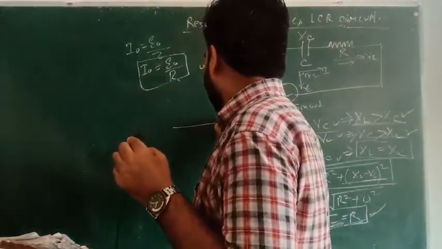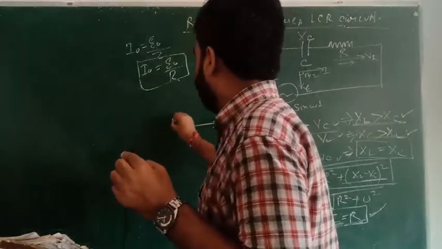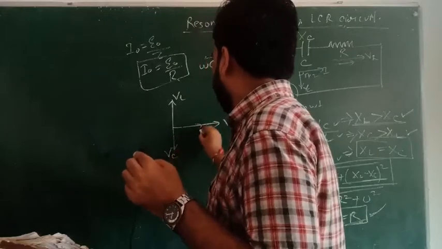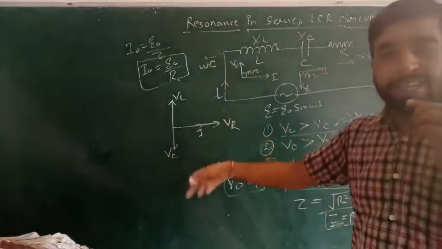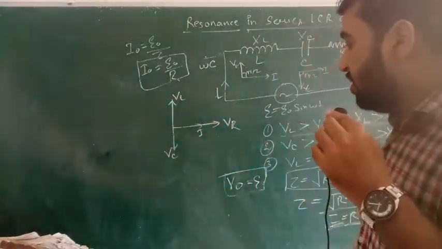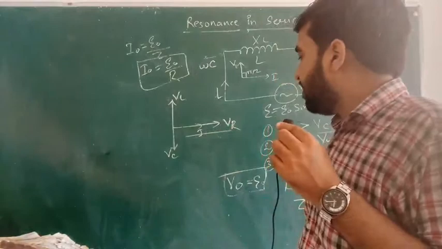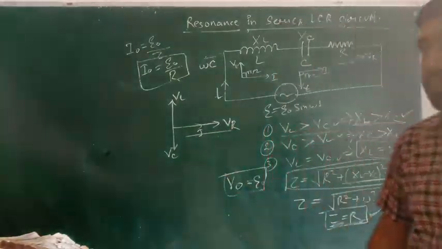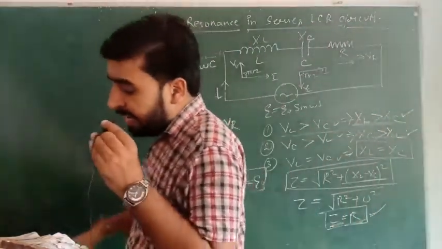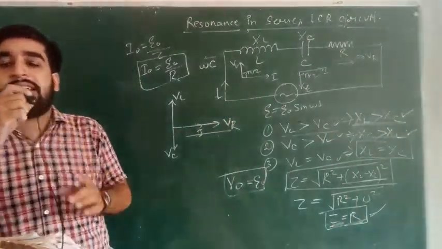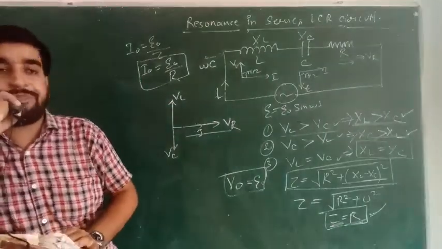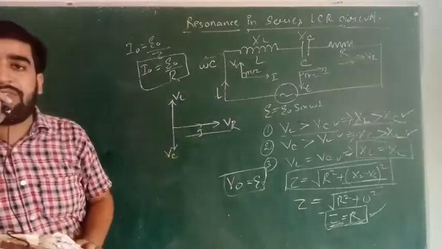We already have plotted the graph. This is VR, this is VL, this is VC, this is current. Now VL and VC cancel out. Both are equal to each other. So I and V are in the same direction. What is the meaning of this? Current and voltage are in the same phase. It means that in the resonance condition, the circuit is a purely resistive circuit. Hope this is clear to you. So this is the condition of resonance.